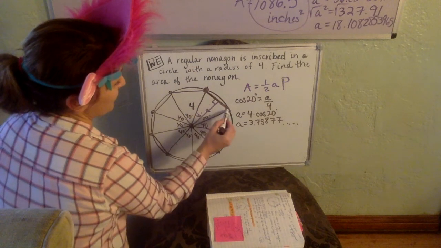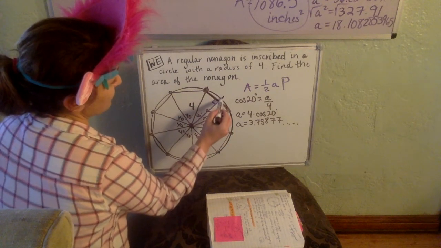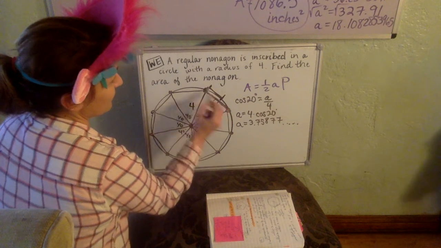Now we want to go after the perimeter. So we're going to need to find out this whole side, but first I'm just going to find from here to here.